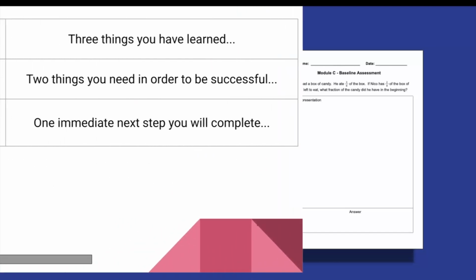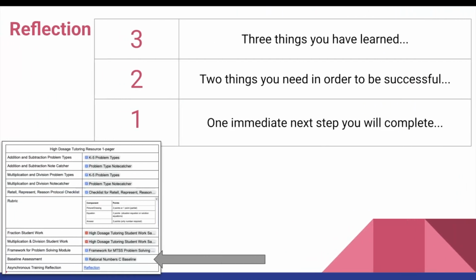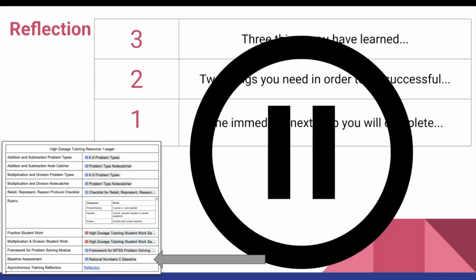Use the link for asynchronous training reflection located in the High Dosage Tutoring Resource one-pager. Please complete the Google form documenting 3 things that you have learned after completing today's training, 2 things that you feel you need in order to be successful with implementation after this training, and 1 immediate next step you will complete after the completion of this training. Pause the video now to complete the reflection form.